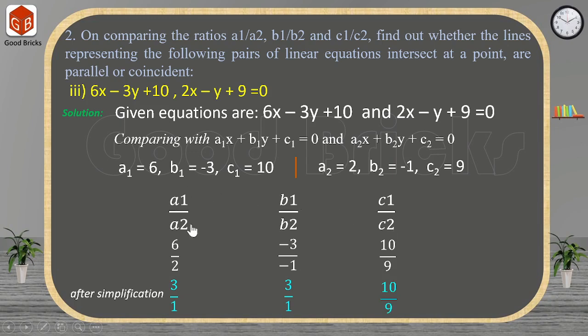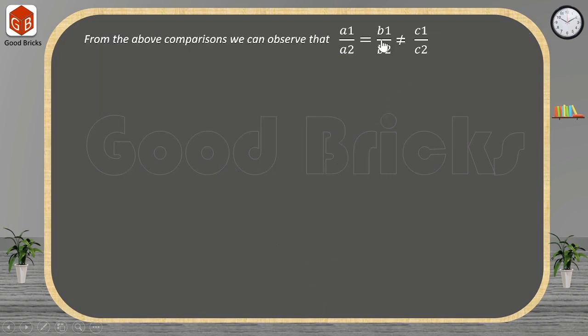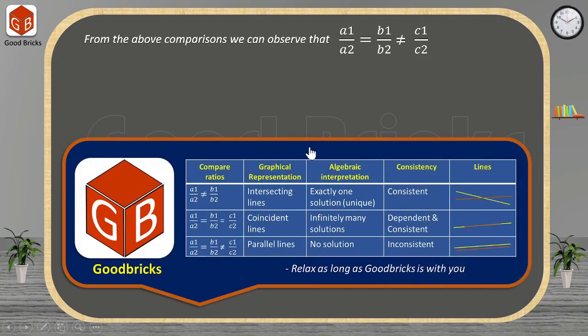But when you compare a1 by a2 with b1 by b2, these two are equal. So they are equal but not equal to c1 by c2. a1 by a2 is equal to b1 by b2 but not equal to c1 by c2. In this case, what might be the solution?